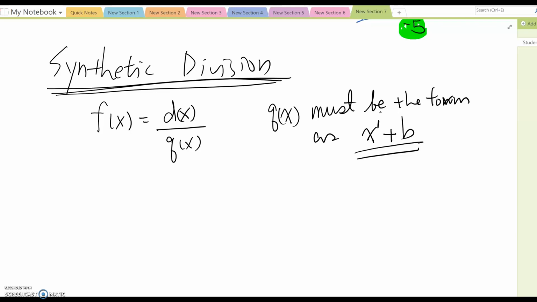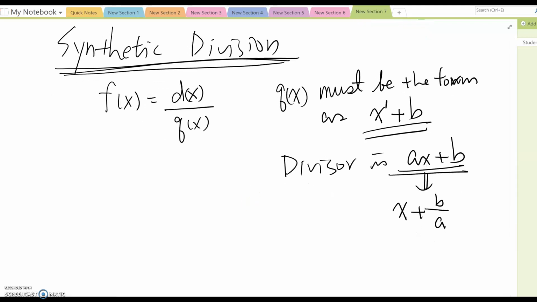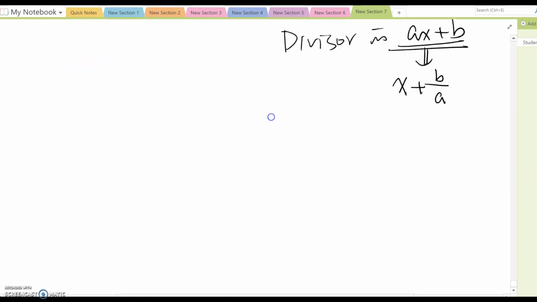And if the divisor is in the form ax plus b, then it must first be changed to the form x plus b over a. And another thing is, when we use synthetic division, we only use the coefficients of the dividend and just the opposite number of the number from the divisor.